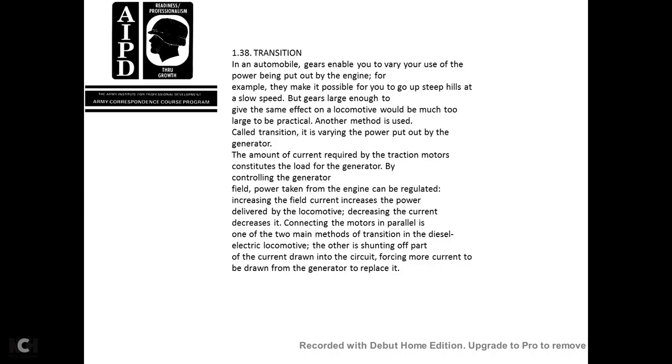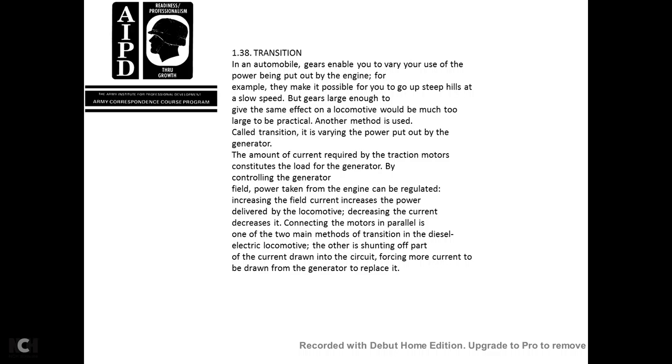138. Transition. In an automobile, gears enable you to vary your use of the power being put out. The engine, for example, makes it possible to go up steep hills at slow speeds, but gears large enough to give the same effect on a locomotive would be much too large to be practical.